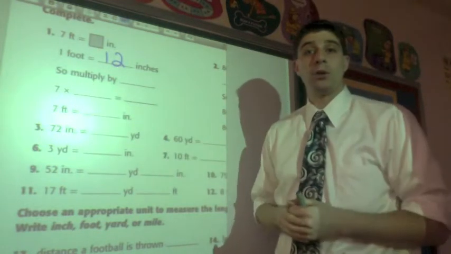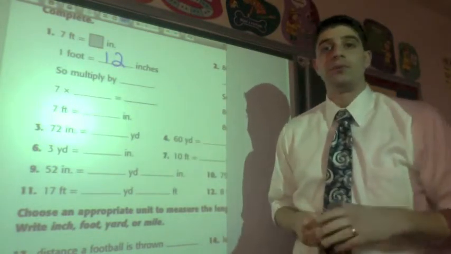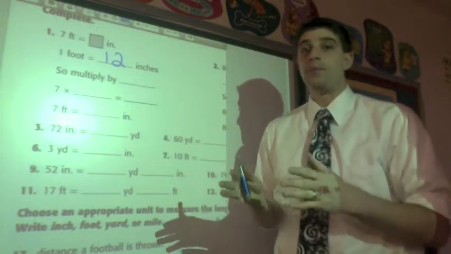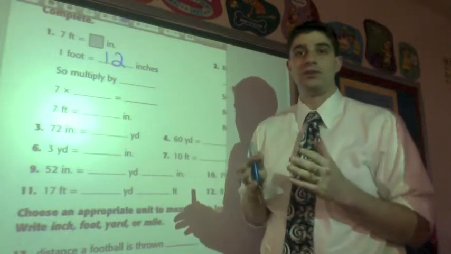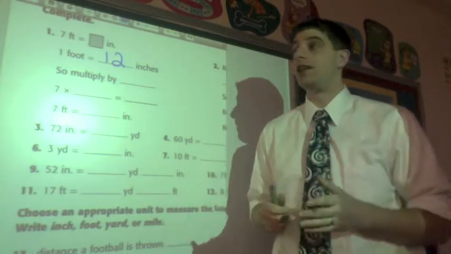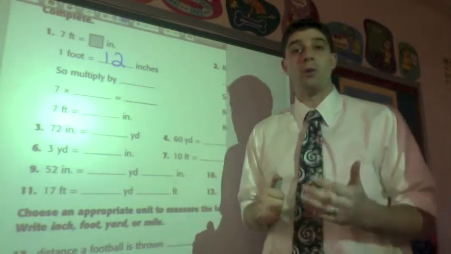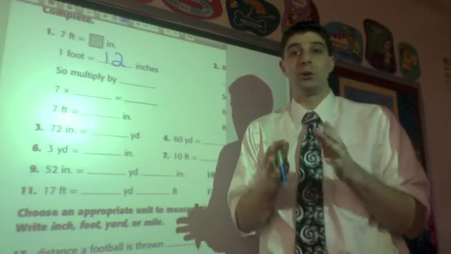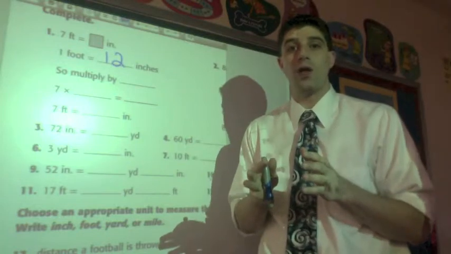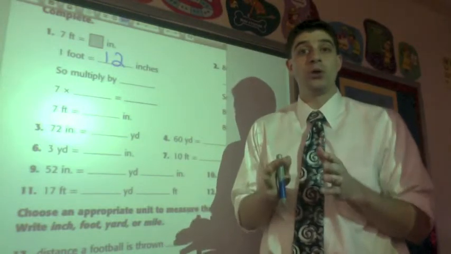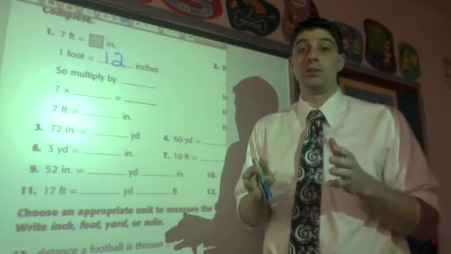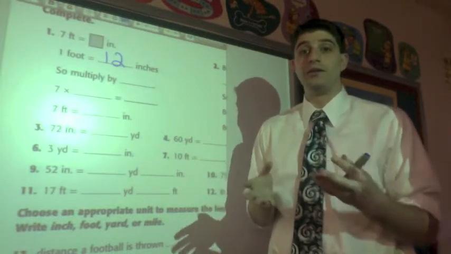Now, how do I know I multiply? Well, that's a great question. If you're going from a bigger unit to a smaller unit of measurement, meaning feet to inches, yards to feet, yards to inches, you're always going to multiply. All right, that's important to remember. And from a smaller unit to a larger unit, meaning inches to feet, inches to miles, you're going to divide.